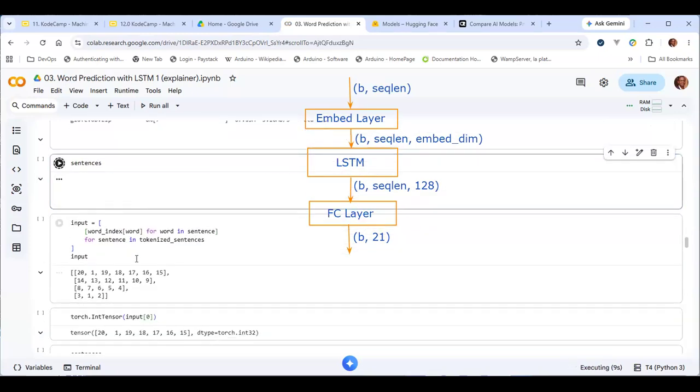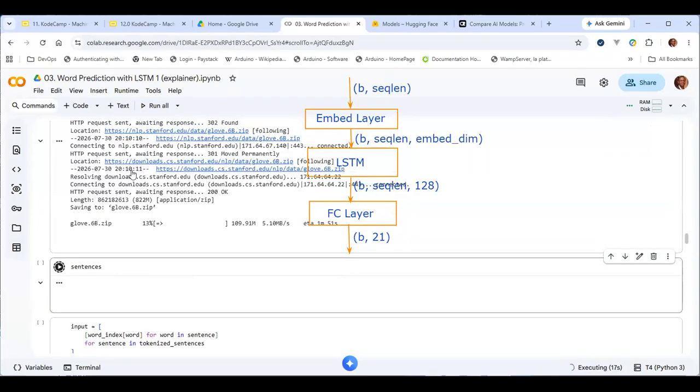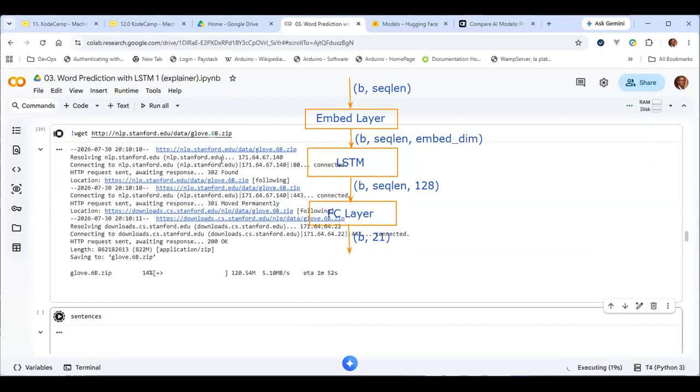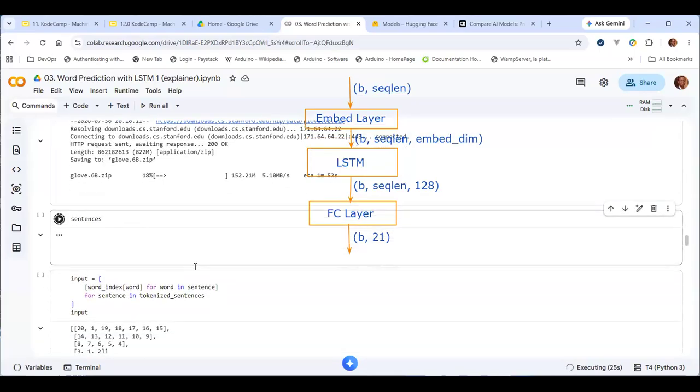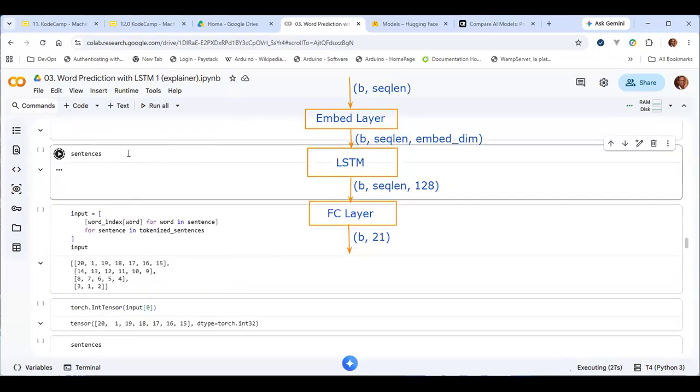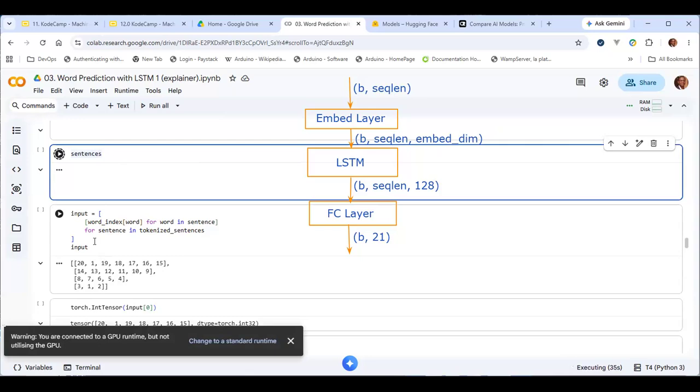So I'm just going to... GloVe will still do the same thing, right? But you can still do the same thing with GloVe. I guess I was trying to show you how you can download GloVe. GloVe is another embedding approach, right? Another embedding model that you can use for embedding.